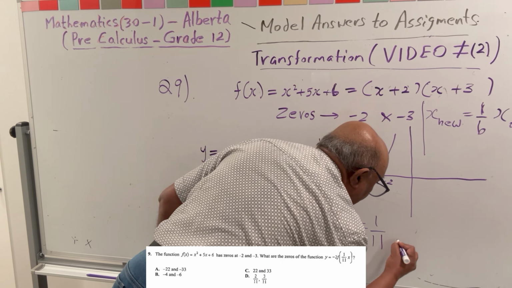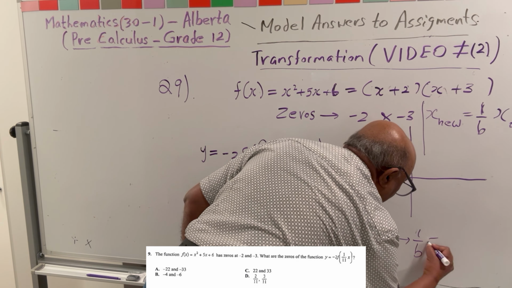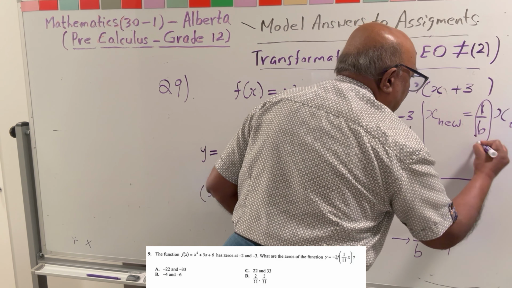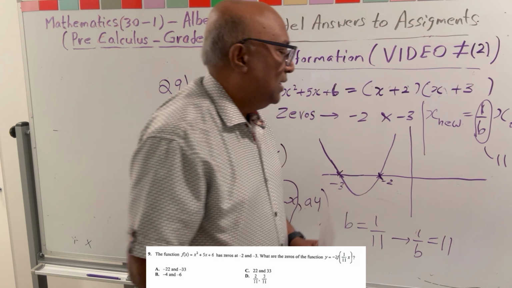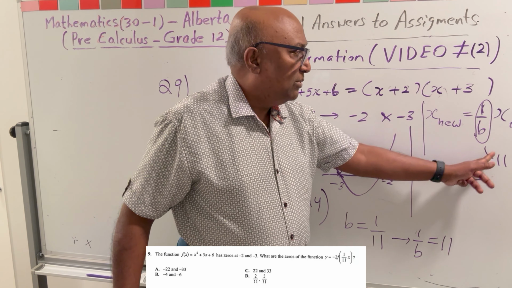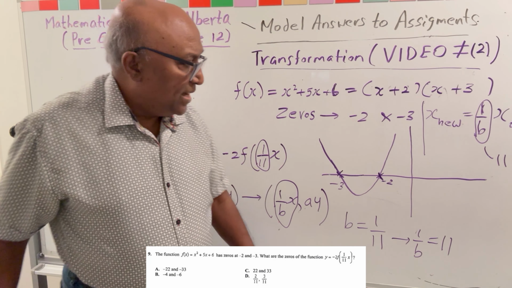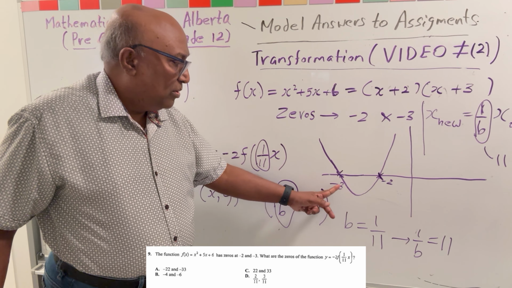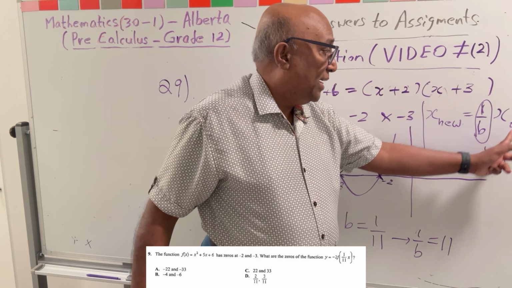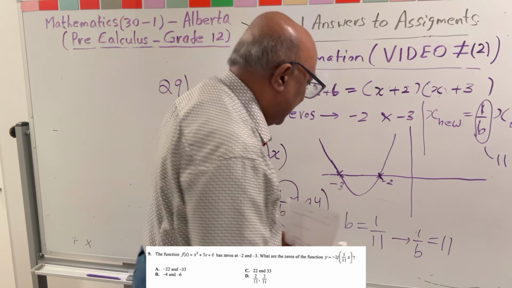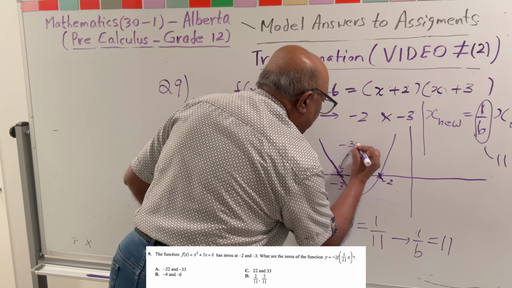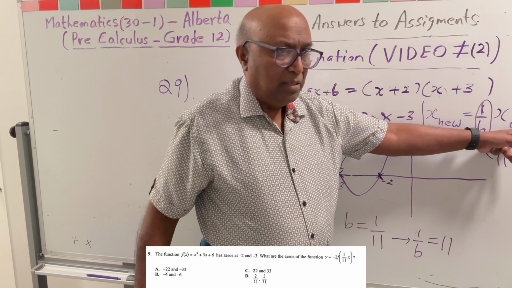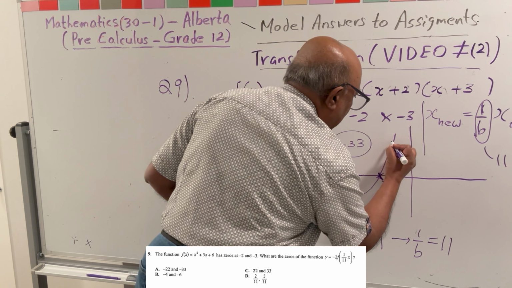What is 1/b? 1/b is equal to 11. That means our stretch factor is 11. x new value is equal to 11 times the x old values. Now we have to figure out two new values. For this old value, when you plug x equal to negative 3 here, you get 11 times negative 3. That is negative 33. When you plug x equal to negative 2 here, negative 2 times 11. That is negative 22.